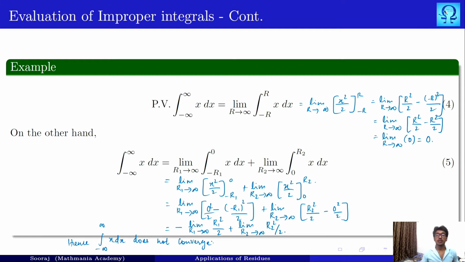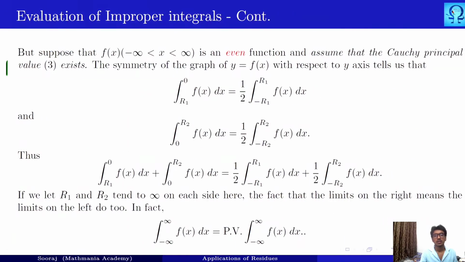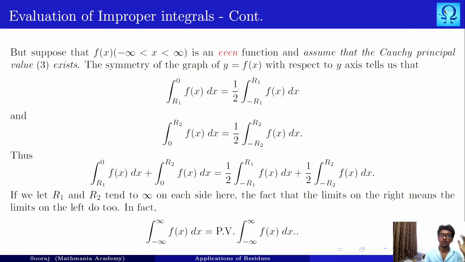Okay, so this is an example where the Cauchy principal value exists but the integral does not converge. If the integral converges, then of course the Cauchy principal value exists and they both have the same value. Now we'll move into a few more theoretical ideas.